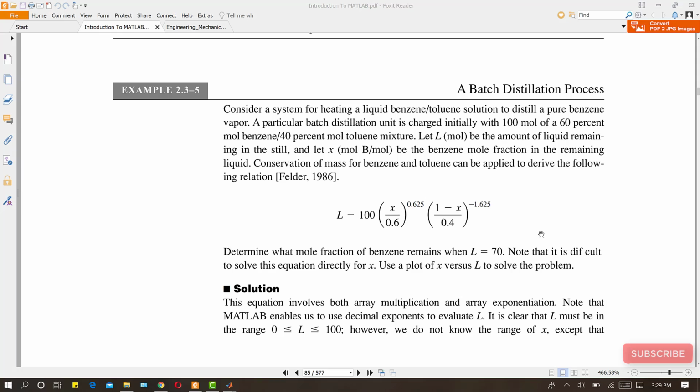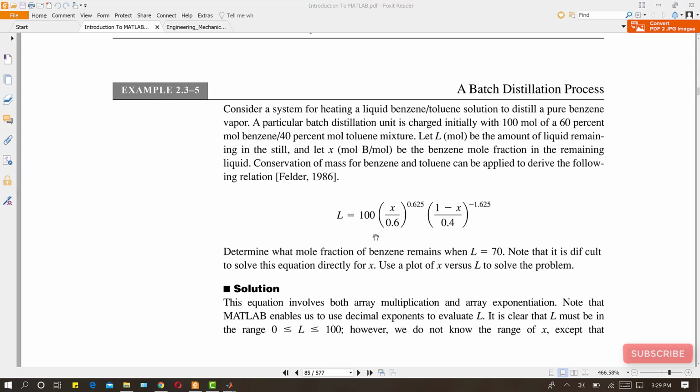Note that it is also written here that it is difficult to solve this equation directly for X. If we put L equal to 70 and want to find the value of X, it's difficult to find using this equation. So how will we do it?